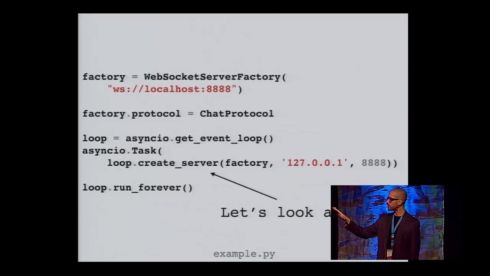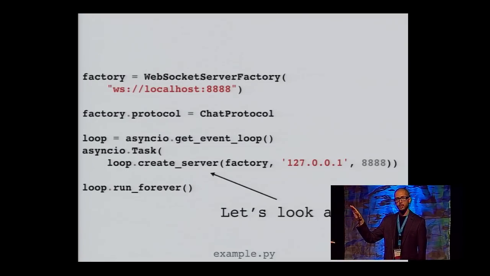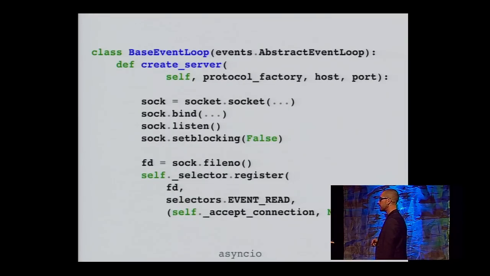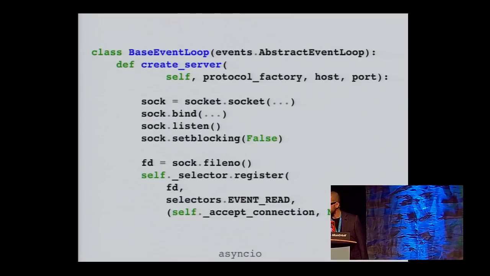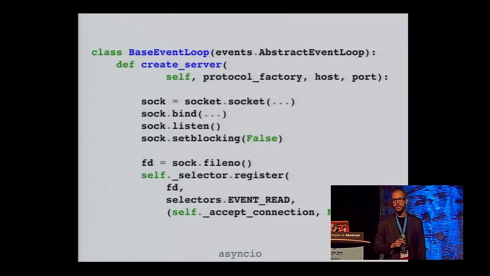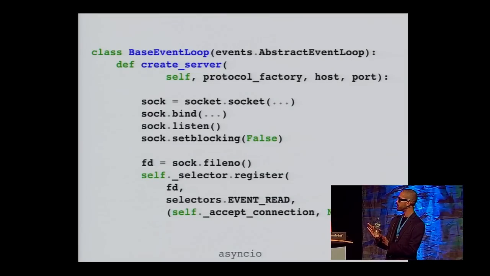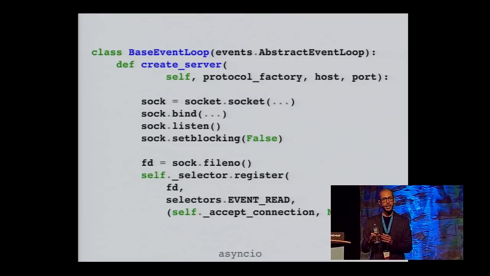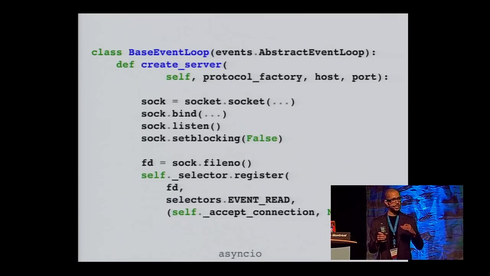The first thing we're going to do is we're going to look at create server, because that's where we start to listen for clients connecting. So here it is. And the first parts of this are pretty simple. We create a socket. So let me first orient you where you are. You are now a layer beneath the example application. We are in the standard library itself. We're looking at the implementation of the event loop in the Async IO module in the standard library.